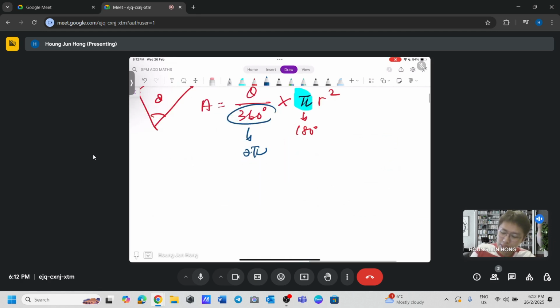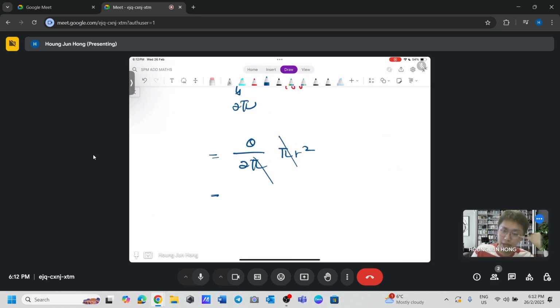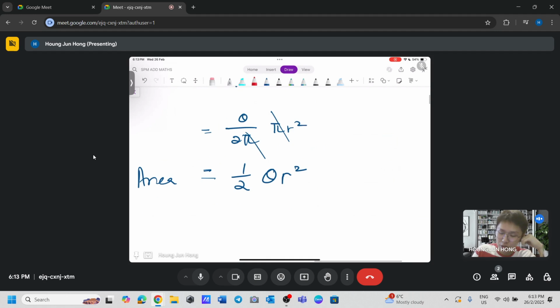So what happened here? We see that this pi and the angle can actually be related. Because of that, I can rewrite the equation like this, which effectively cancels out my pi. I'm left with half theta r squared. And with that, we got our formula for the area of a sector, which is half theta r squared. As usual, r is the radius and theta is the angle. Remember, in this chapter every formula should be in radians. That's the very basic thing here.